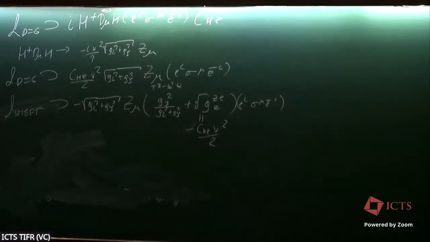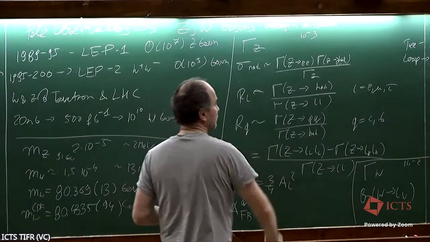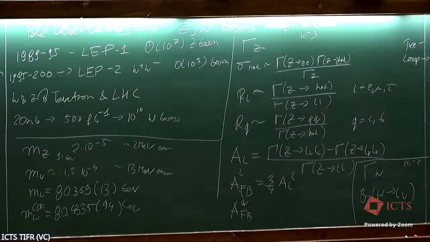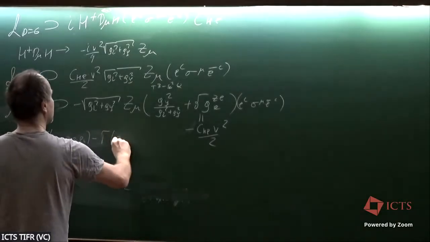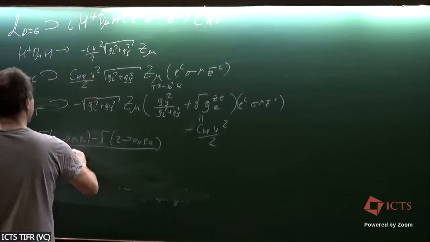So how can you constrain it? For example, you can use this observable. That will be just the simplest calculation to do on the blackboard. A_E is equal to gamma Z to EL minus gamma Z to ER, divided by the same thing with a plus.